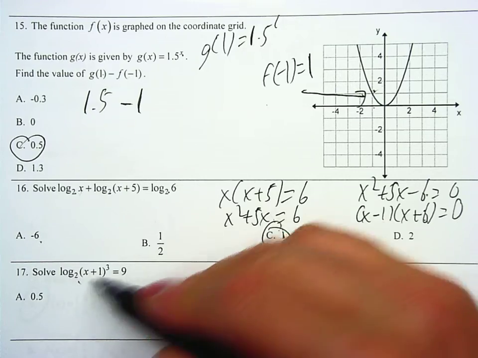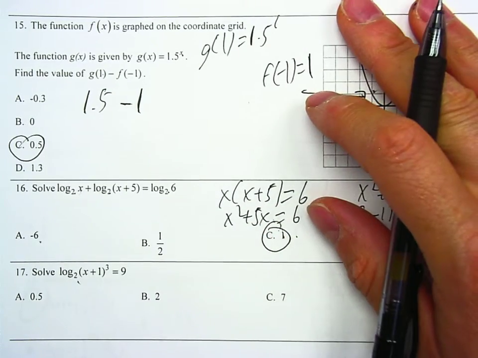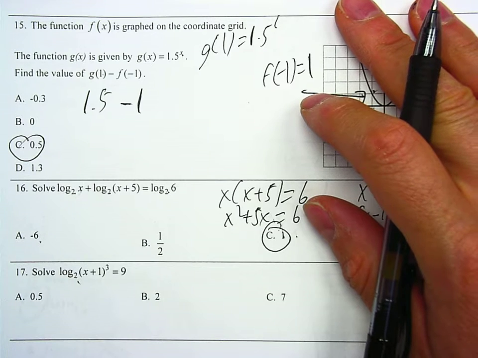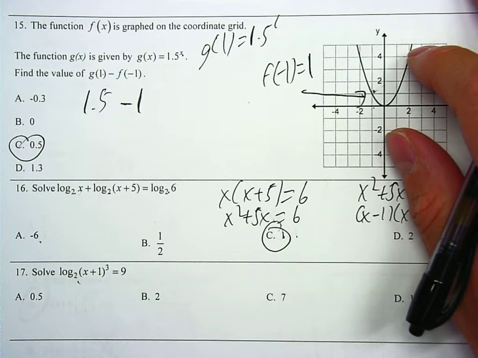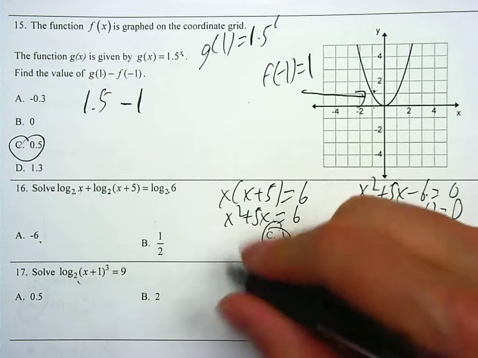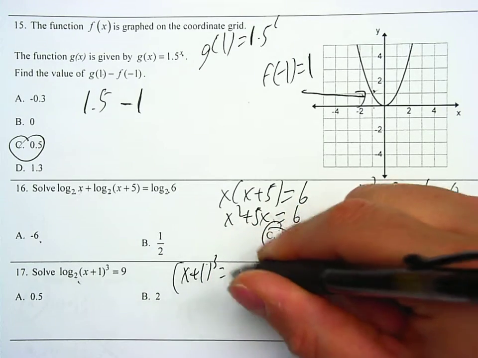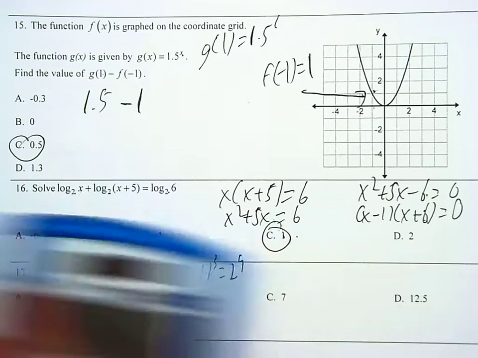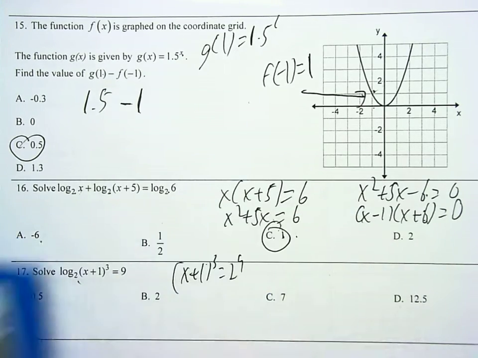All right, so this is my base, this is my exponent. Actually, I don't have to change this into an exponential function to start it out. If I do change it into an exponential function, I'll have to do a cube root, which is also acceptable. So maybe I'll do that. So x plus 1 cubed is equal to 2 to the 9th. So what is 2 to the 9th? That's 512.